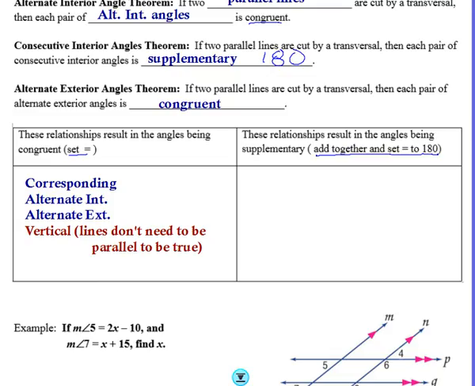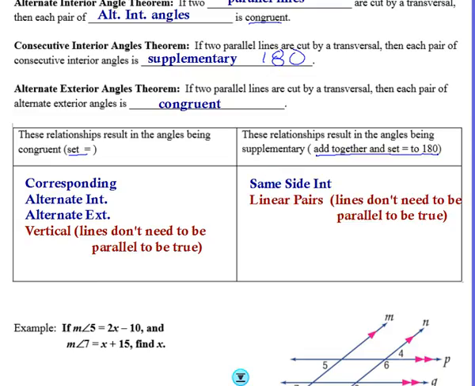Now the reason that I wrote that one in red is because the lines don't need to be parallel in order for this to be true. All vertical angles are always going to be congruent, regardless if the lines are parallel or not. And then which set of relationships are going to be supplementary? In other words, we're going to add together and set equal to 180. That would be our same side interiors or consecutive interiors. And again, in red here we have linear pairs. So linear pairs, as a reminder, always add up to 180, but the lines don't necessarily need to be parallel in order for this to be true.